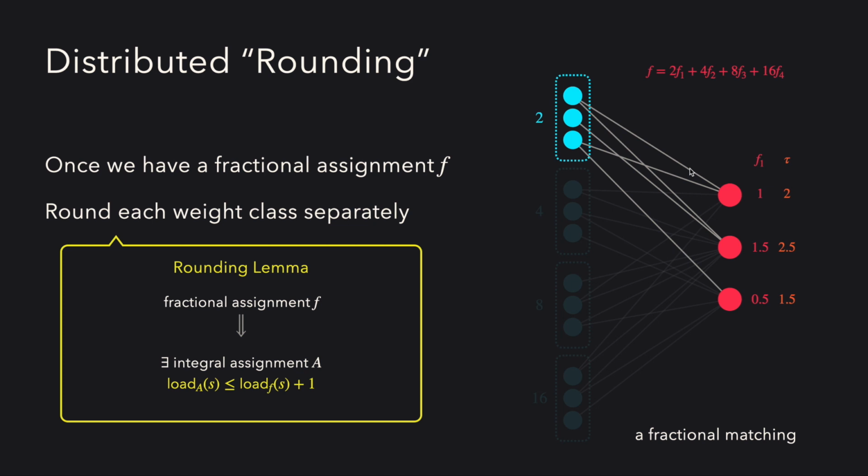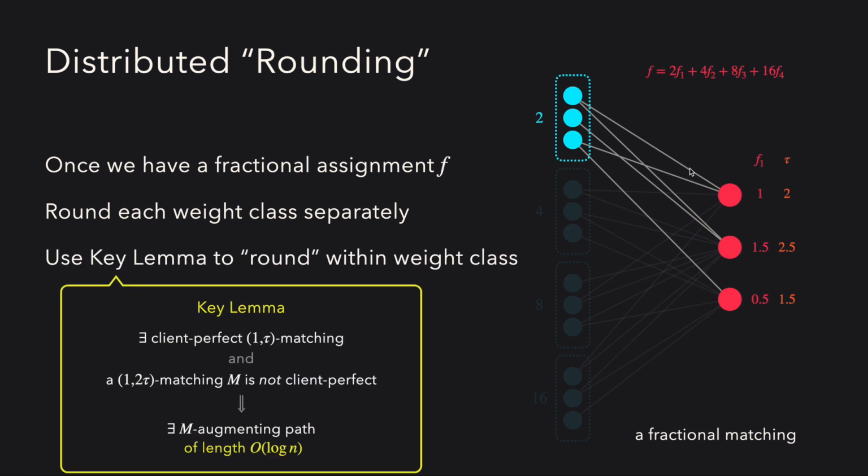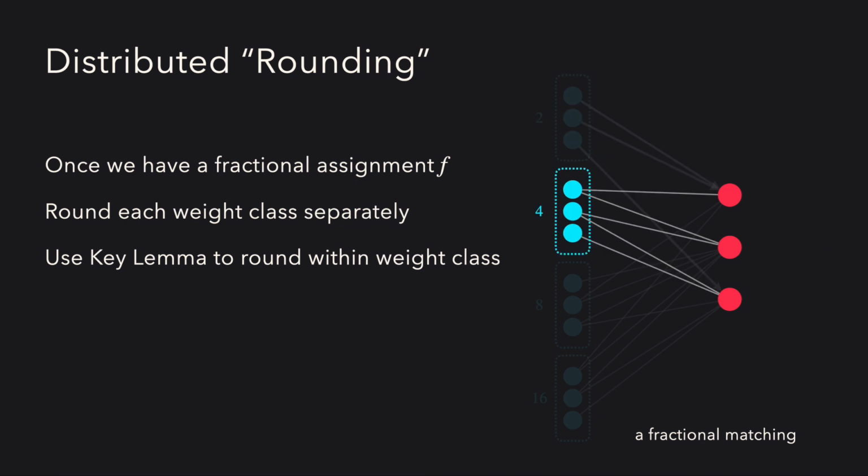Now, we still don't know how to find an assignment with these loads in the distributed setting. But because the rounding lemma tells us that a client-perfect 1-tau matching exists, we can now invoke the key lemma, which says that every 1-2tau matching is either client-perfect or has a short augmenting path. Thus, we can actually find an assignment with server loads 2tau by computing a 1-2tau matching without augmenting paths of length order log n.